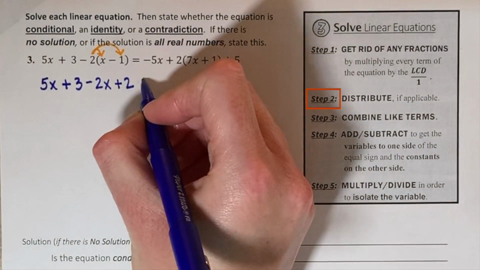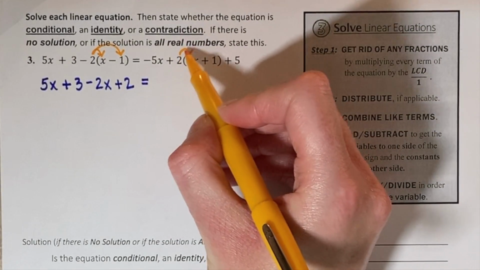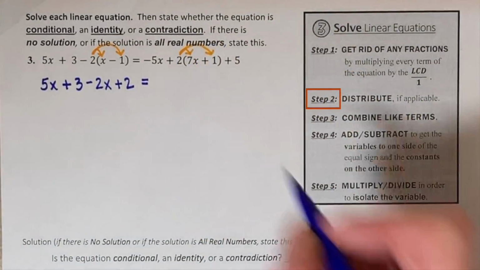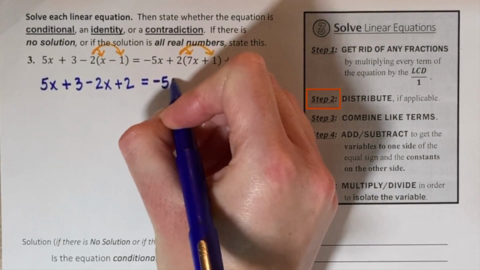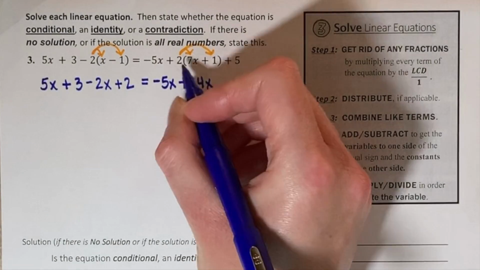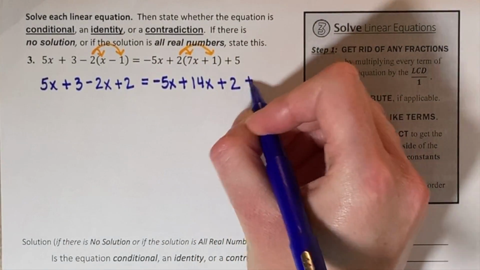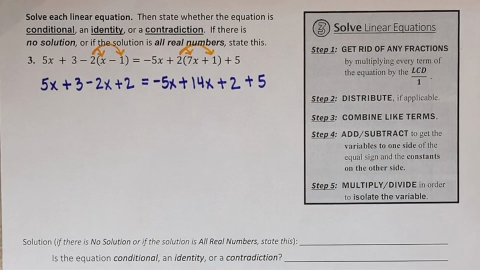Now let's also distribute on the right side. On the right side, we can distribute the 2 to the 7x and to the positive 1. We'll bring down the negative 5x, and 2 times 7x will give us a positive 14x. 2 times 1 will give us a positive 2, and then we'll bring down our 5. After we've distributed, step 3, we want to combine like terms.